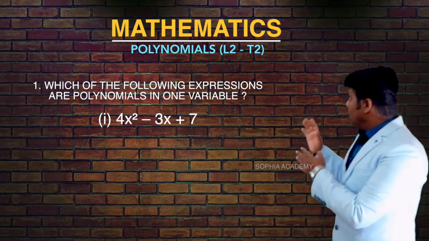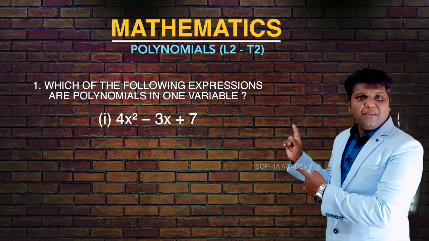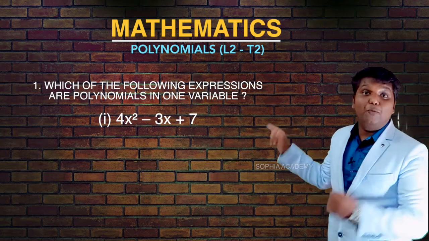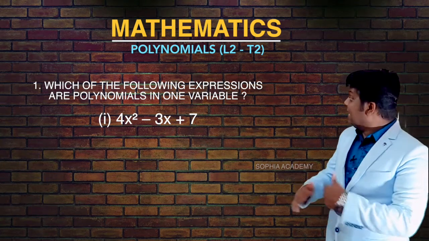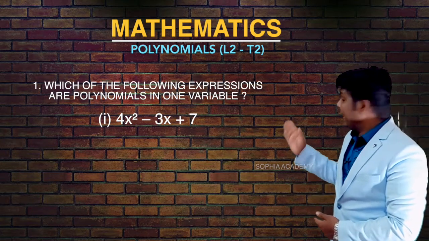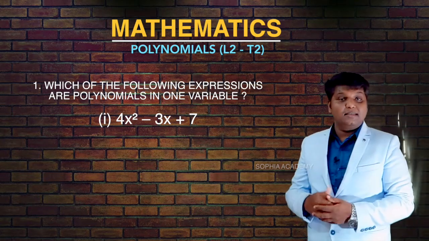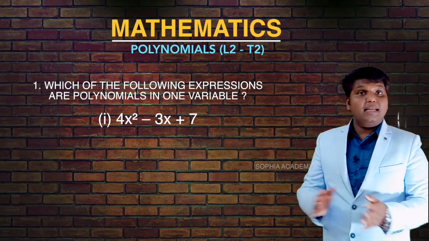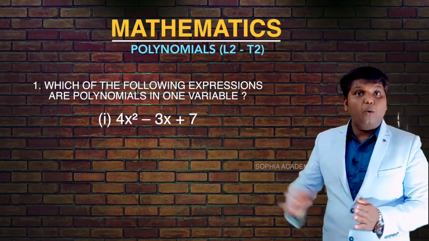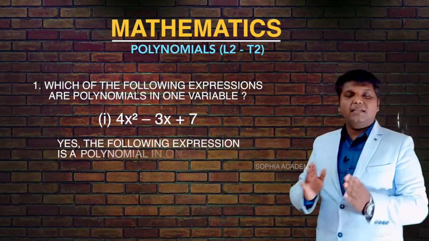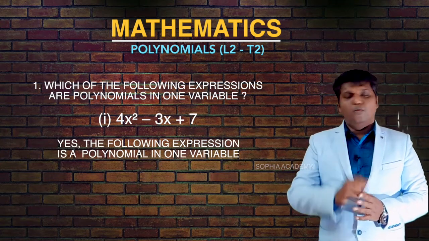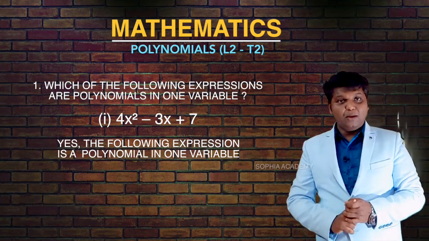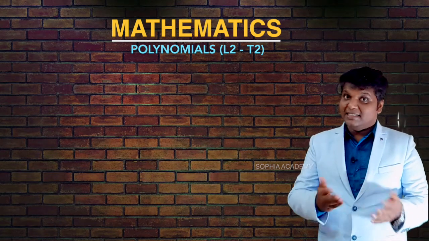Now what is our question actually? We have to find whether this is in one variable. Is there any other variable rather than x? No. Other than x, there is no other variable. You can see it is only in x. So we can say yes, this is a polynomial in one variable. Okay. Let us come to the second question and check the same.